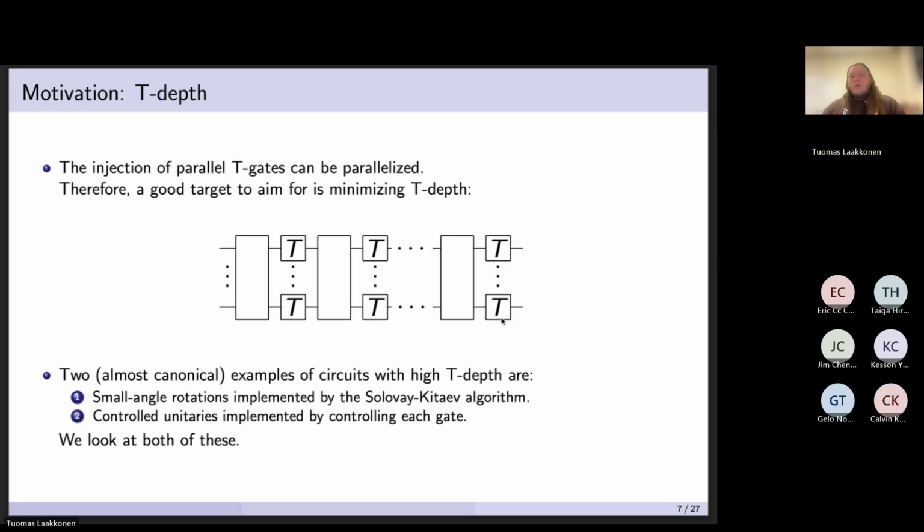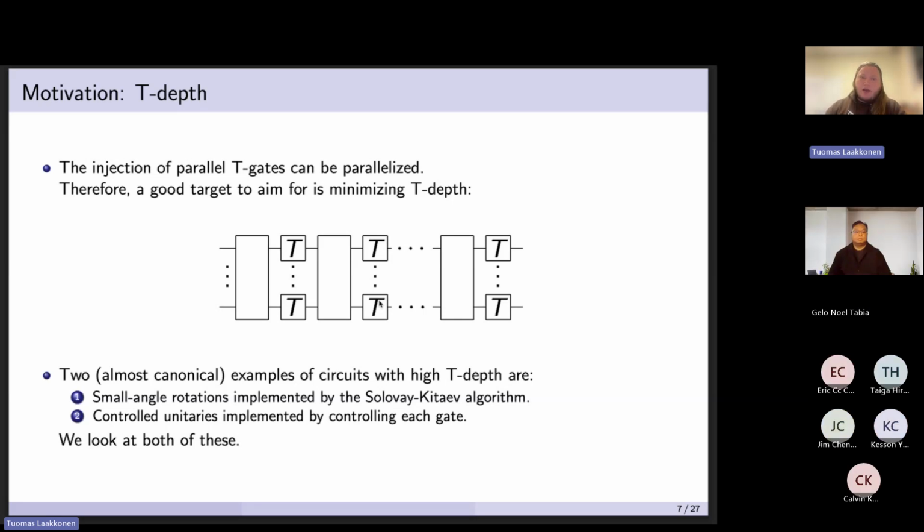So one thing that we know we can do in parallel is if we have T gates in parallel, like I have some qubits and I have one T gate on each of them, then I can inject all of those in parallel. I can do all the measurements in parallel and all the corrections in parallel. And so one quantity that we might like to optimize about our circuit is called T depth. That is, if I were to write my circuit as a sequence of layers where the empty boxes just refer to some arbitrary Clifford computation, and then I have a layer of T gates, and then some more arbitrary Clifford computation, and another layer of T gates. The T depth is counting how many layers there are.